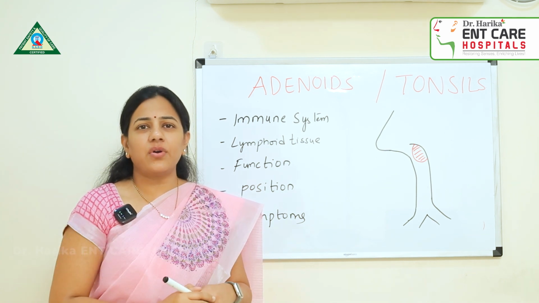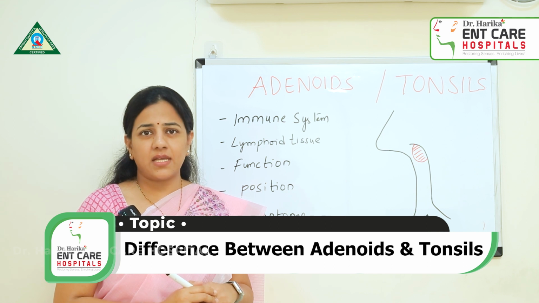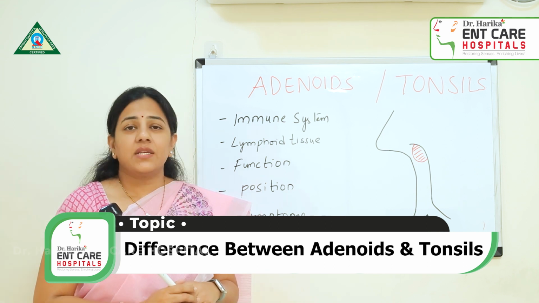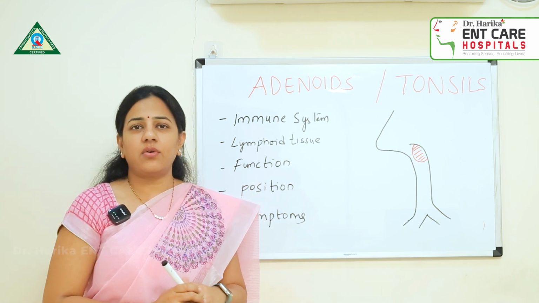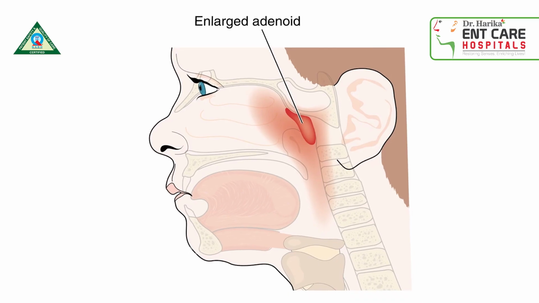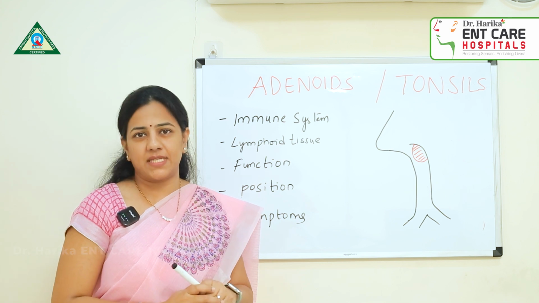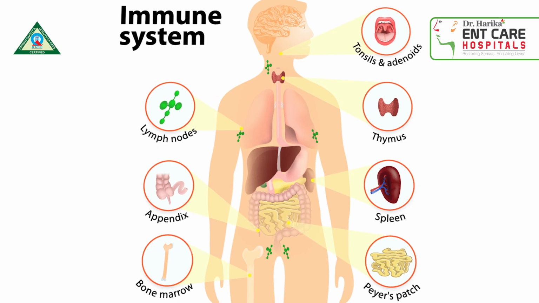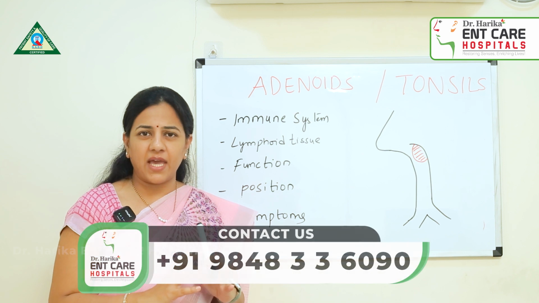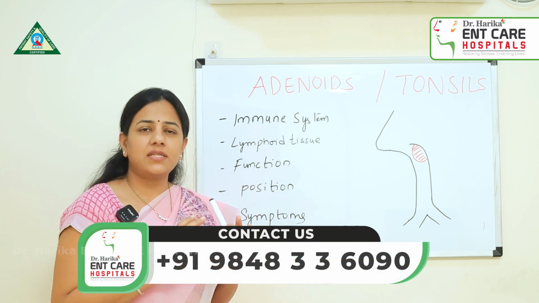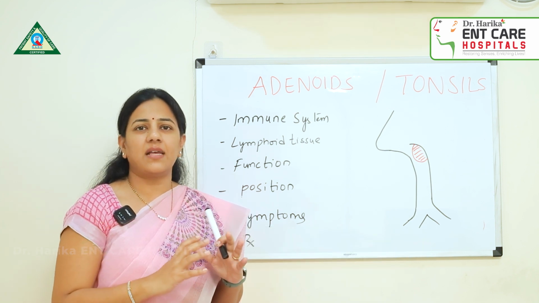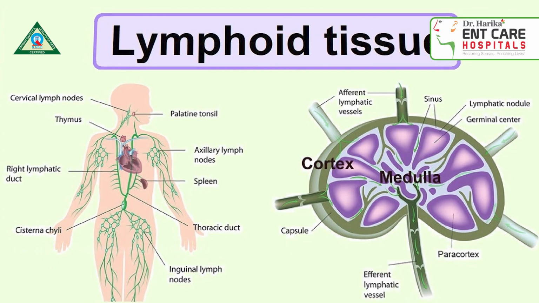So today we are going to talk about adenoids and tonsils, how they are different from each other. Let us see what is adenoid and what is tonsil first. Adenoid and tonsil, they both are part of the immune system. The immune system is nothing but the protective mechanism of the body. Both the adenoids and tonsils are lymphoid tissues in the body.